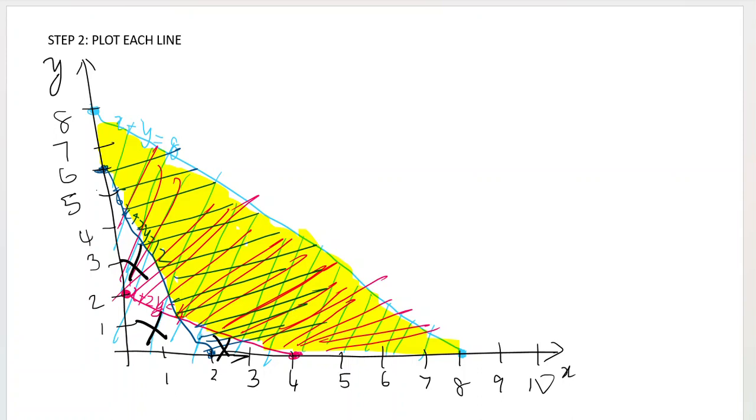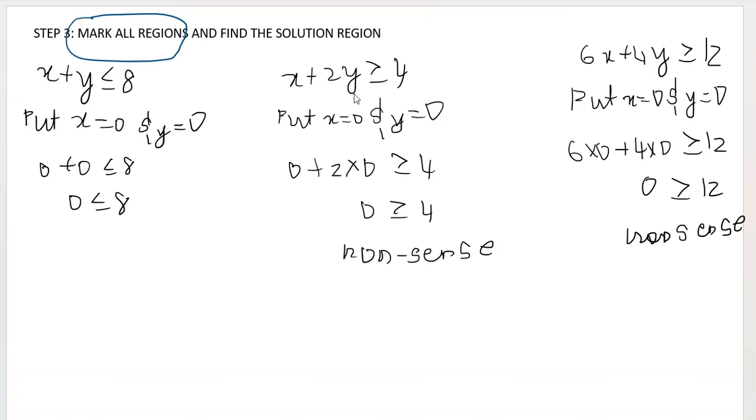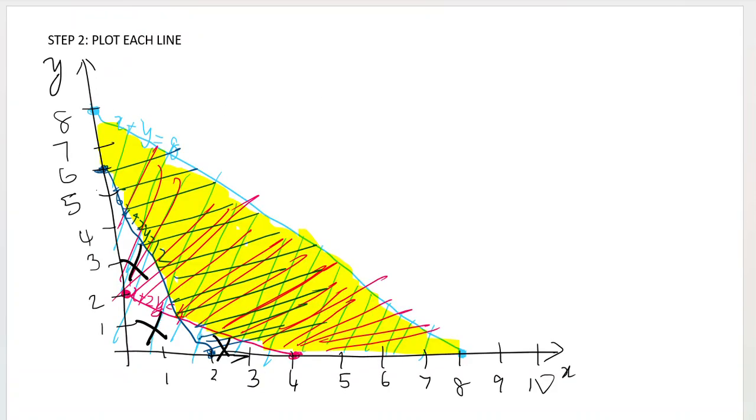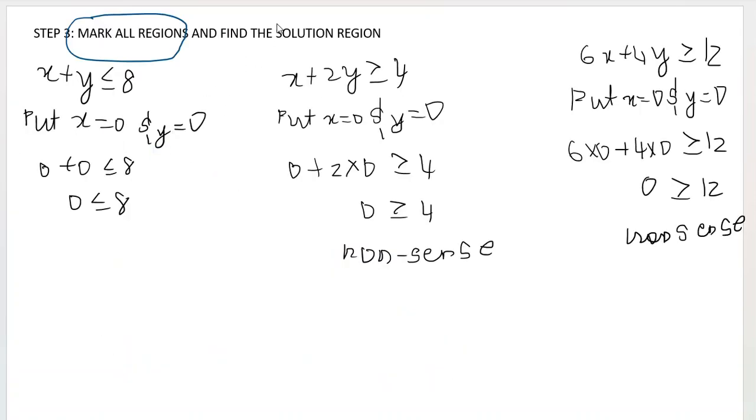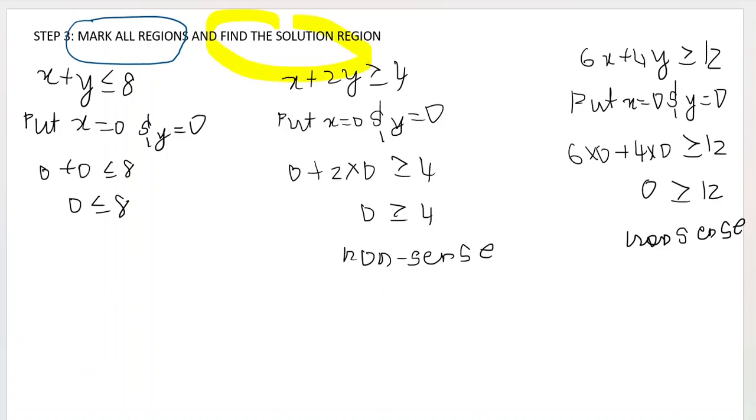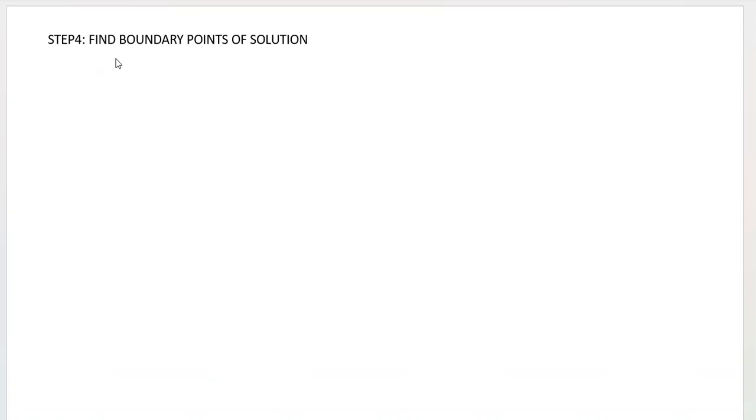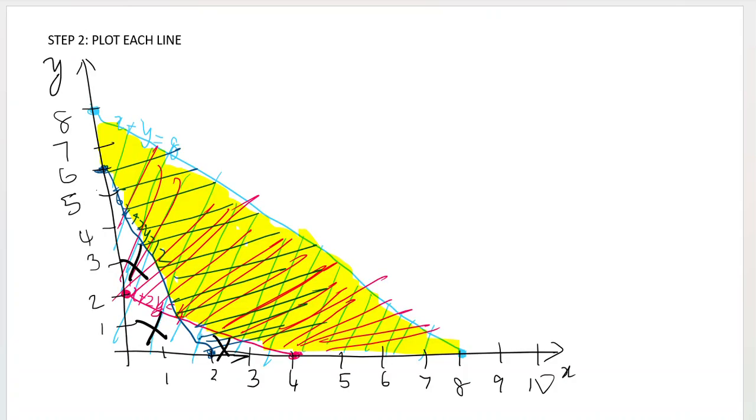Now the next step which we have to do is, with this we find out the solution region. Solution region is the shaded region. So this step is also done. Now we move to the next step. Next step says what? Find the boundary points of the solution region. Step 4. Find boundary points of the solution region.